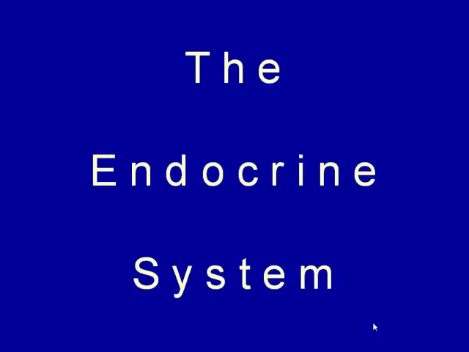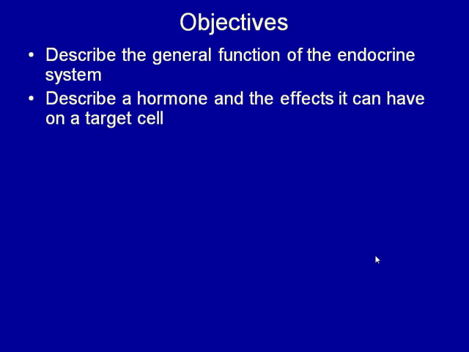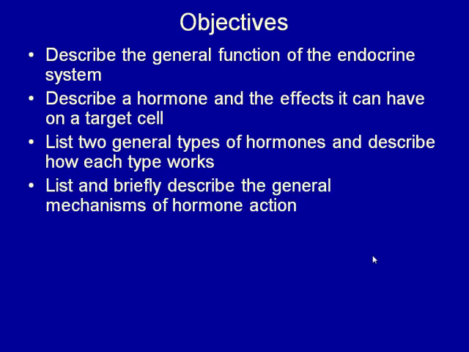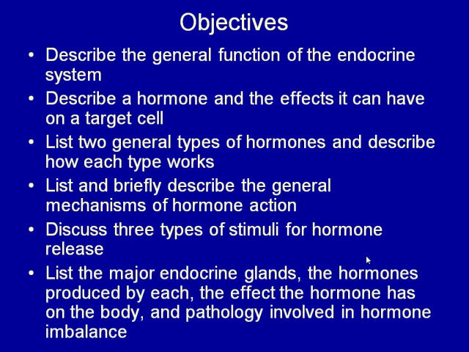The endocrine system. Once we've completed talking about this system, you should be able to describe the general function of the endocrine system, describe a hormone and the effects it can have on a target cell, list two general types of hormones and describe how each works, list and briefly describe the general mechanisms of hormone action, discuss three types of stimuli for hormone release, and here's the biggie.